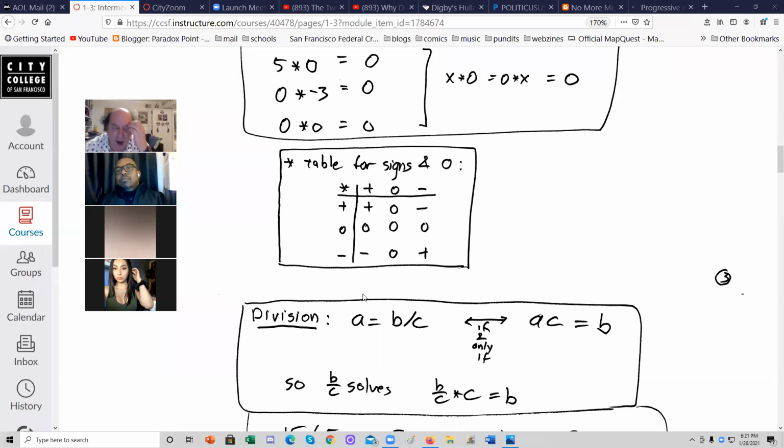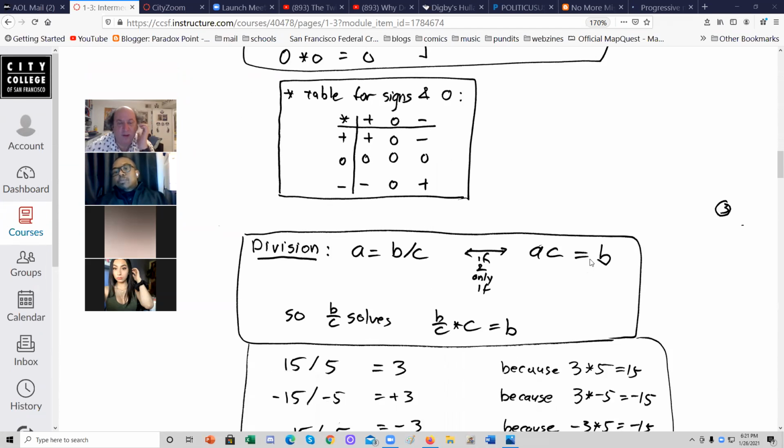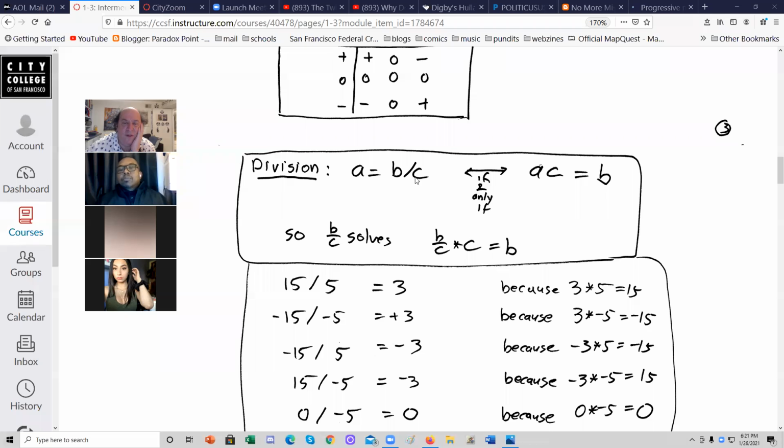All right, now for dividing, here it gets a little tricky. A equals B divided by C if and only if, we symbolize if and only if by this double arrow, A times C equals B. In other words, the ratio B over C is what you can multiply times C, the denominator, to equal the numerator. So B over C is the solution to B over C times C equals B.